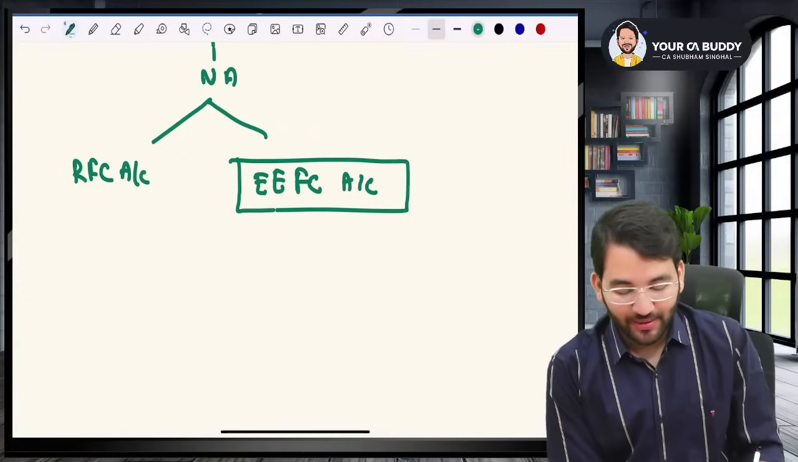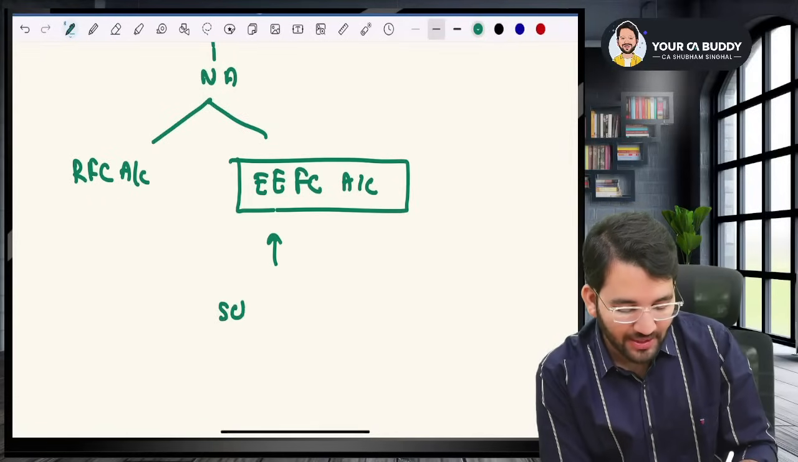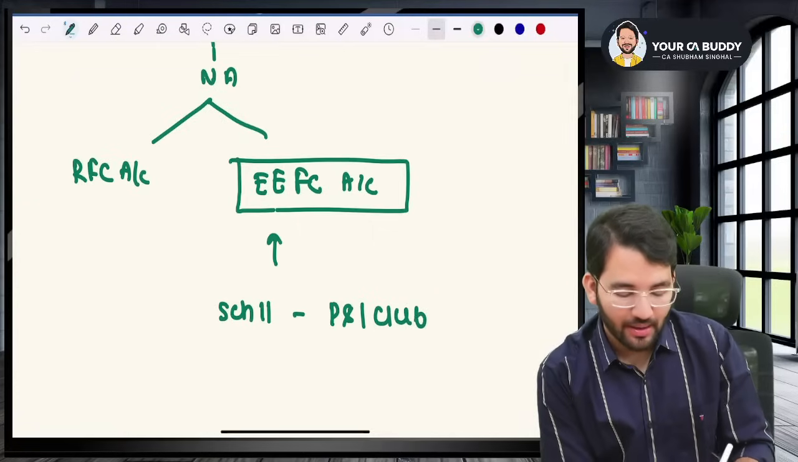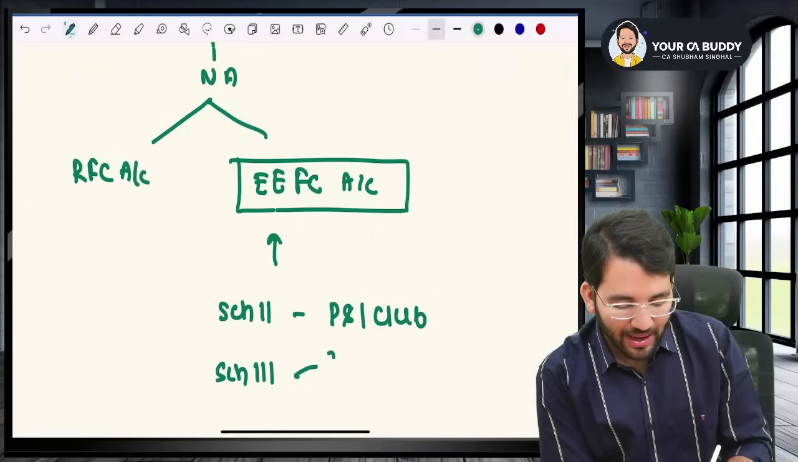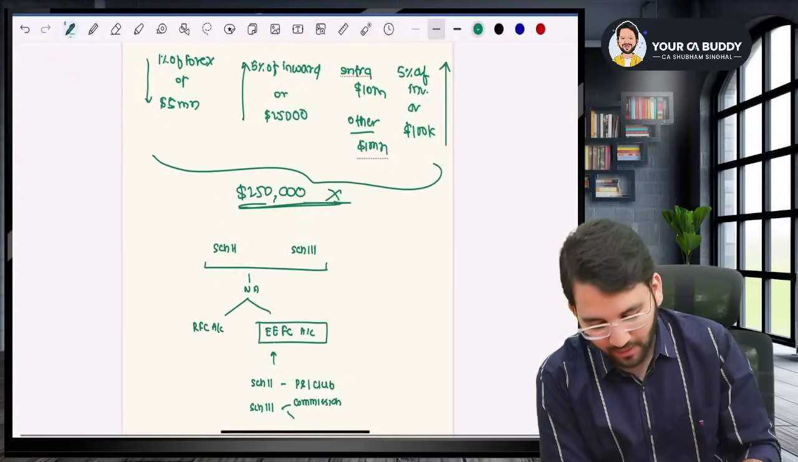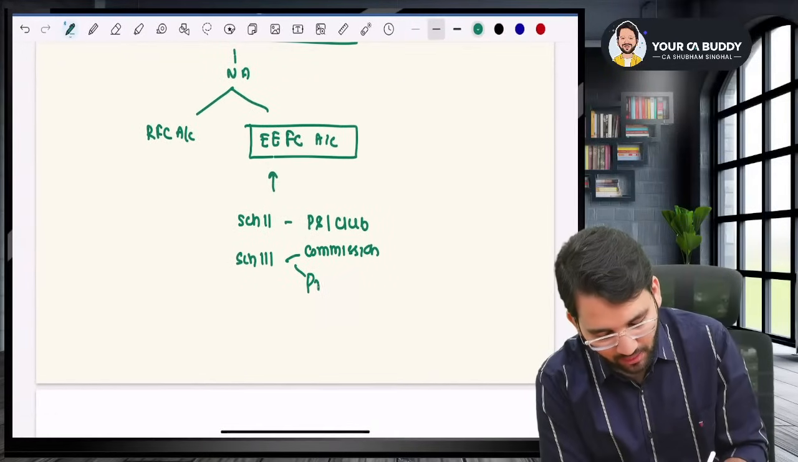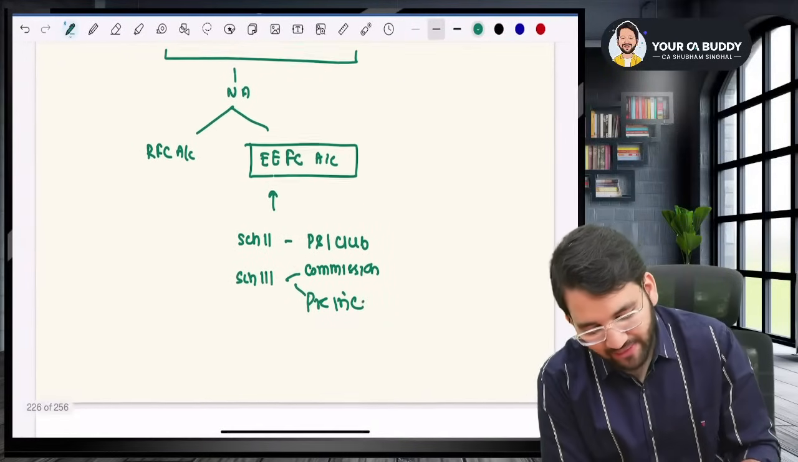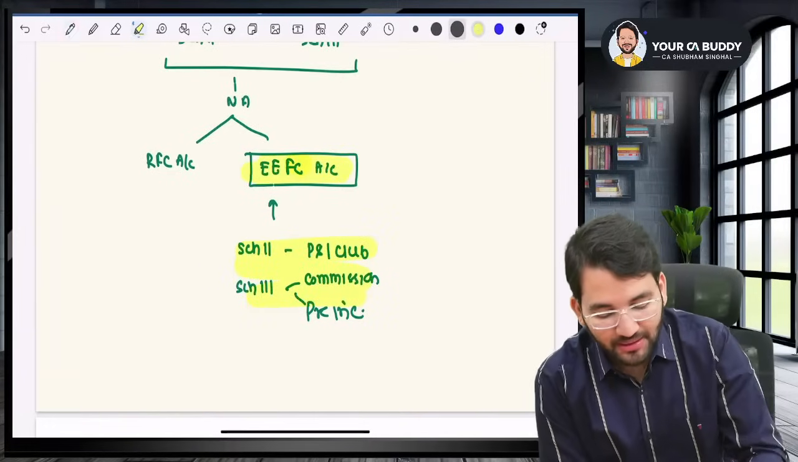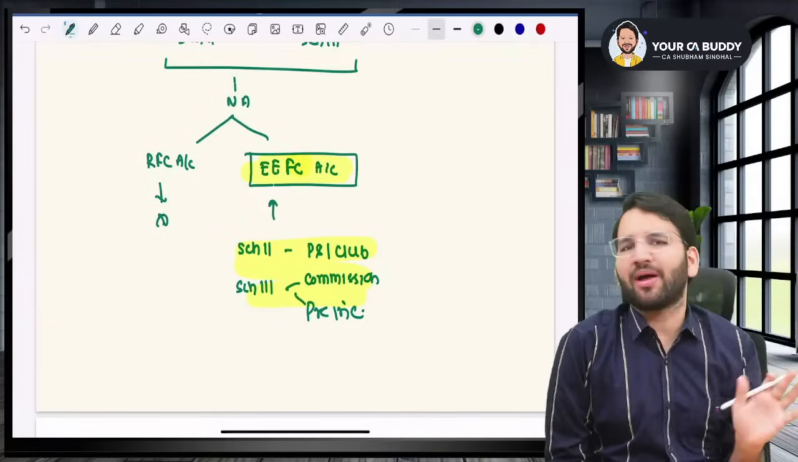What is the exception? Sir, the exception is that even if you pay through an EEFC account, in Schedule 2 you will have to take approval for P&I club. And in Schedule 3, you will have to take approval for paying commission or pre-incorporation expense. For these things, even if you pay via an EEFC account, you will have to take approval. But sir, there is no exception in case of RFC. In RFC, whatever payment you make, you don't have to take any approval.